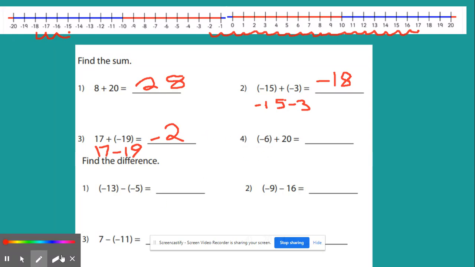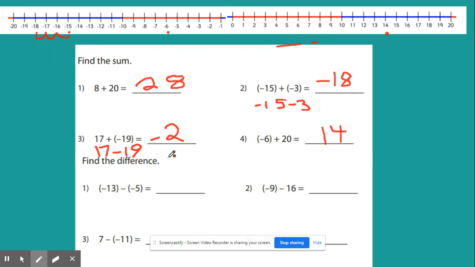Now, our next problem, -6 plus 20. Again, we start at -6. Oops. Start at -6. And we make 20 jumps to the right. Now, to make 20 jumps to the right, after you have counted it out on your own, you would end up at +14. You were negative, but you added a larger positive number, so your answer is going to be positive.